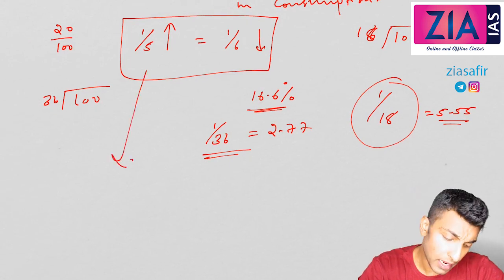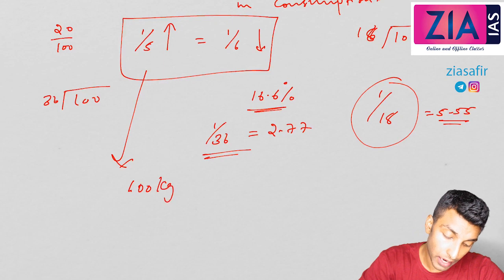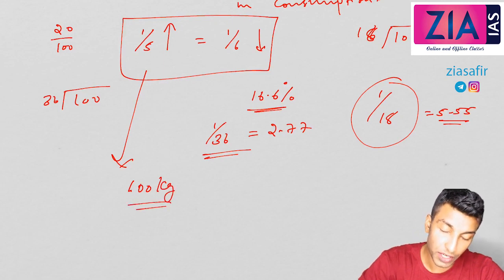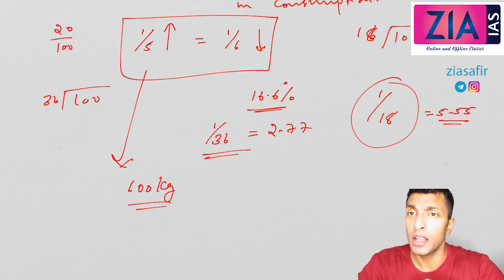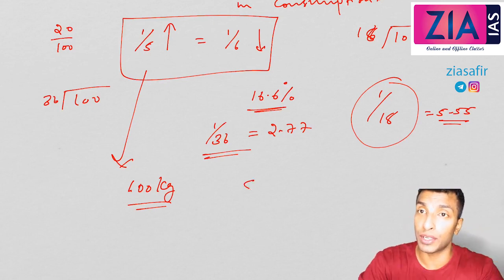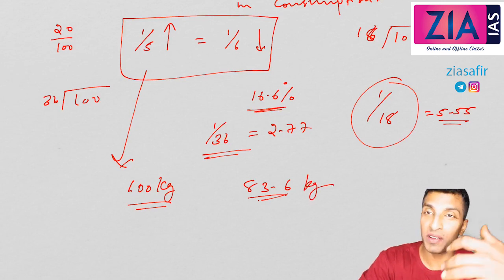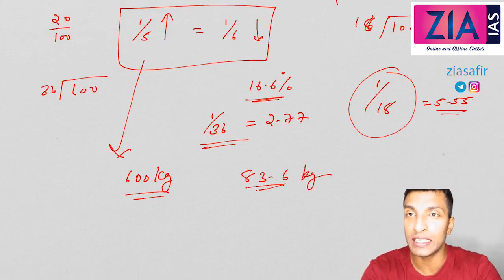Now see, the examiner can ask you, let's say initially the consumption was 100 kg. What is the new consumption? What you need to do is find 16.66% of 100 and reduce it. So the new consumption is 83.3 kg. See, nobody will give you 100. I have given you an easy value.